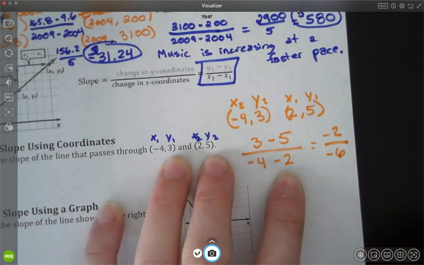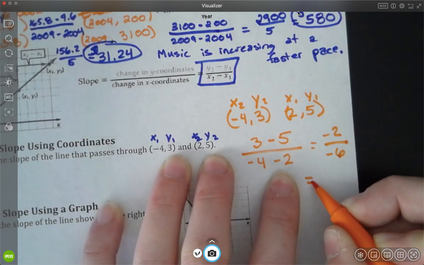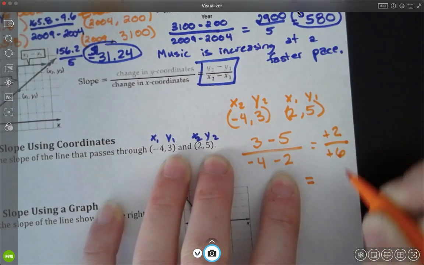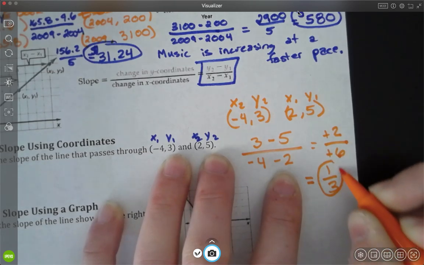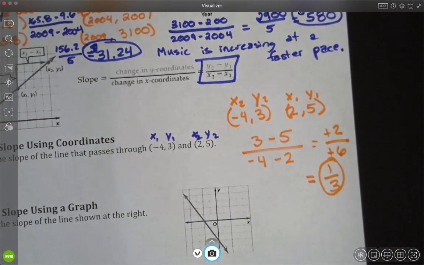Those two negatives should cancel out, right? To become positive, positive, positive, and 2 and 6 becomes 1/3. Is it the same or is it different? The same. It should be the same.